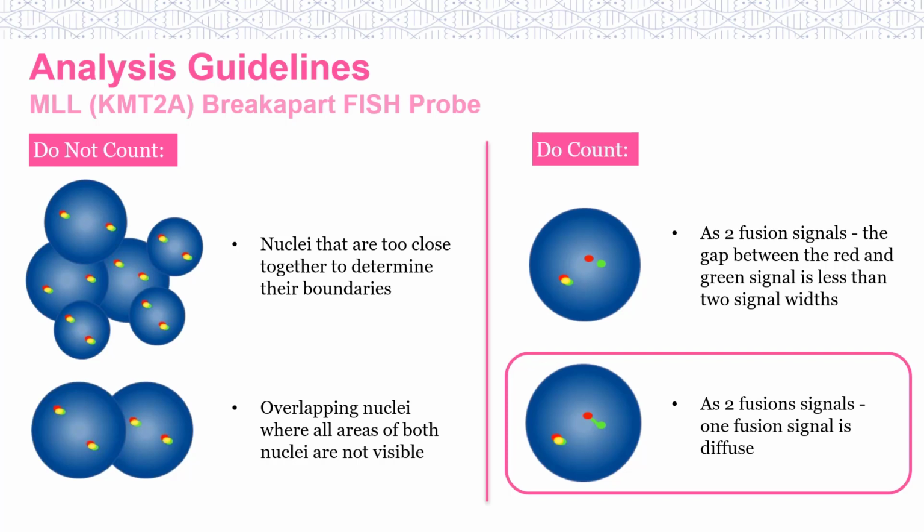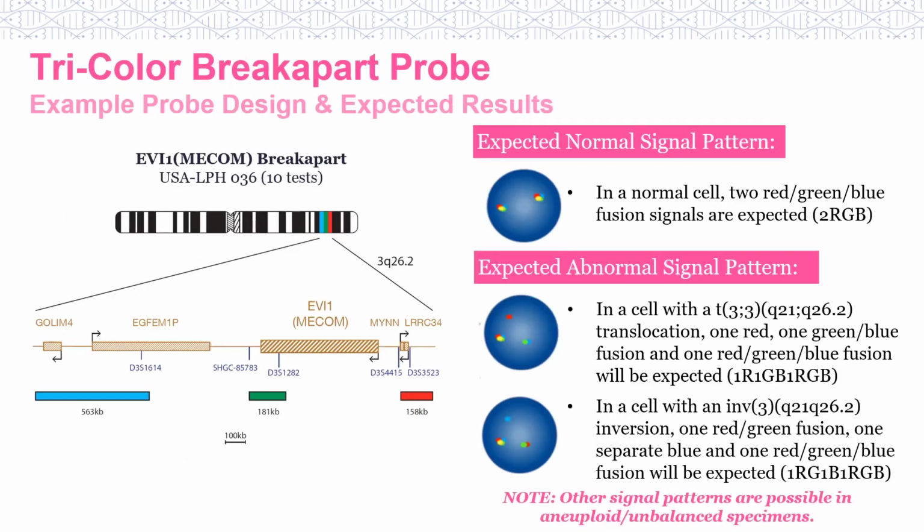All technologists should be trained to interpret a fusion and break apart in the same manner, in order to ensure the highest concordance of results between analysts. The third type of specific sequence is a tricolor break-apart probe strategy. Although it is similar to the dual-color break-apart, a tricolor design can be used to detect two different types of rearrangements, which can occur on the same chromosome.